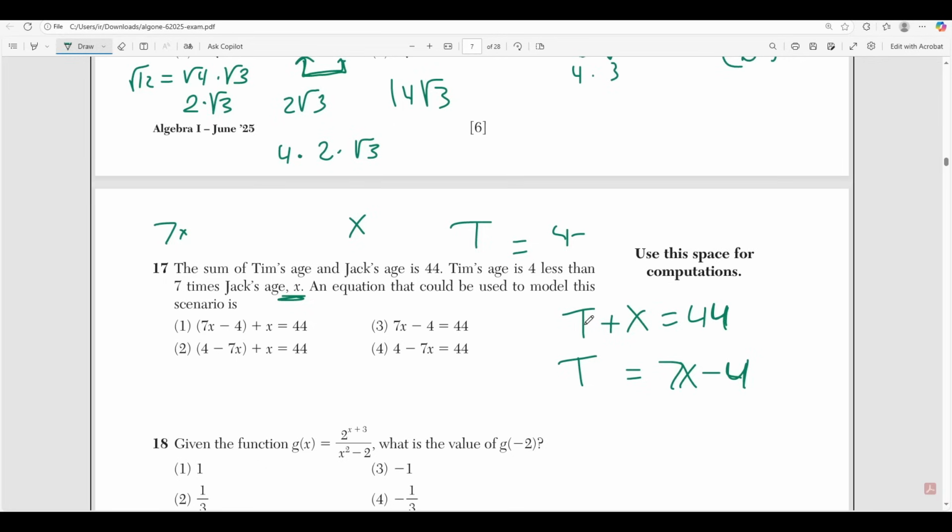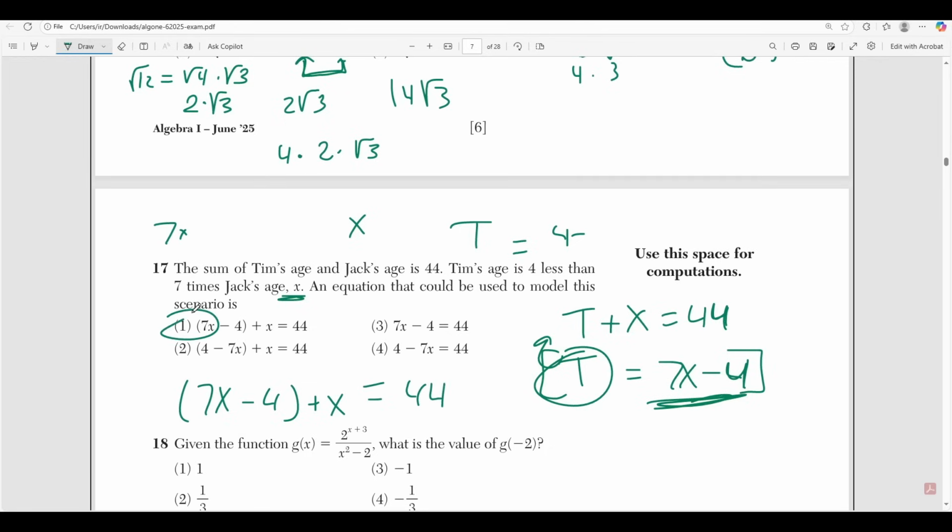So here I have t plus x is equal to 44, and here I have t. All of my answer choices show only one equation, which means that I have to substitute this bottom equation into this top one. I already know what t is equal to. T is equal to 7x minus 4, so I can just write 7x minus 4 plus x, because we're just replacing this t with whatever's here, plus x is equal to 44. And that's going to be the correct answer, or choice number 1.